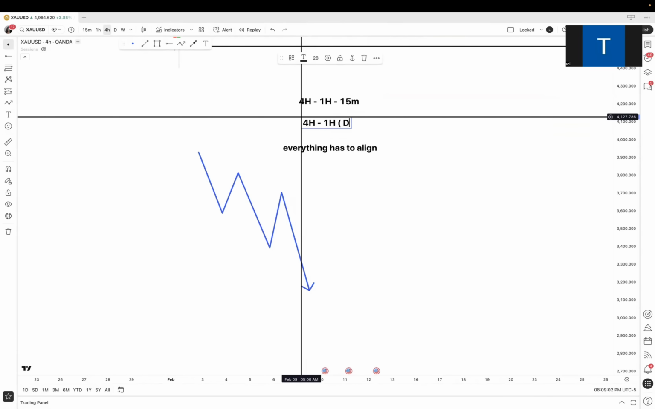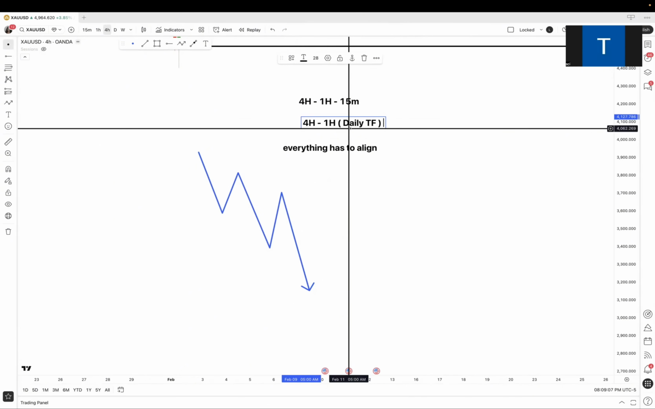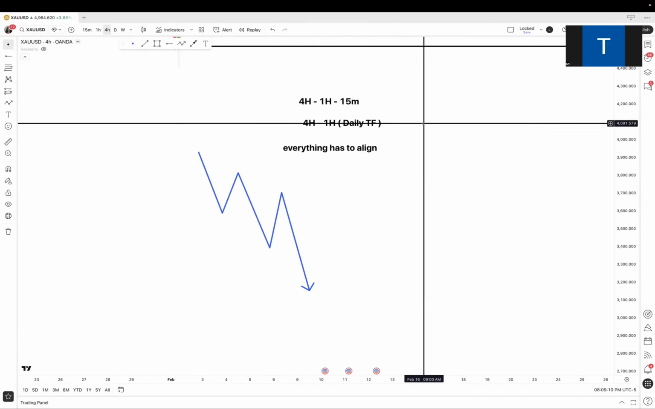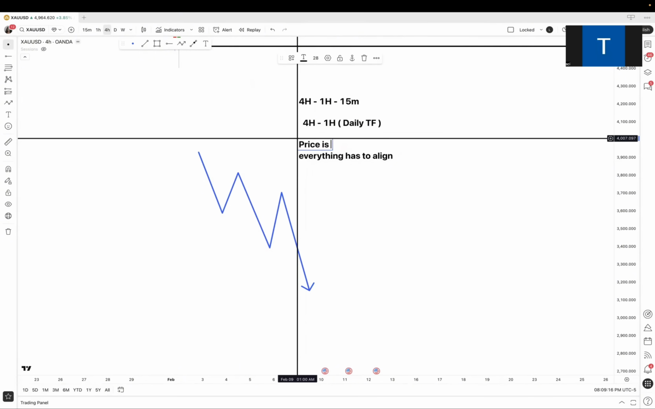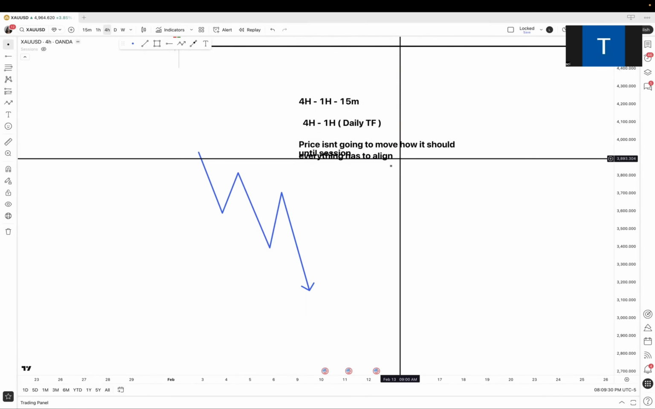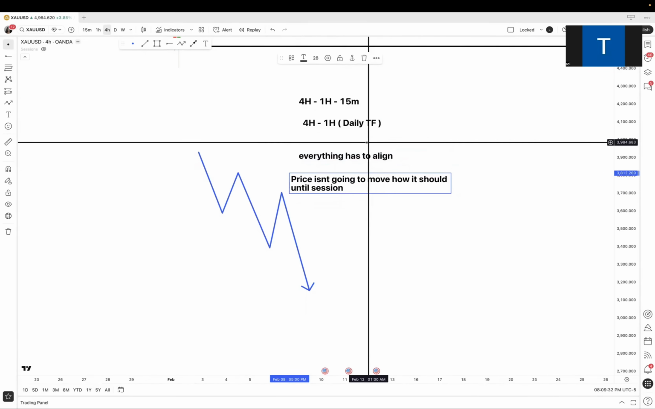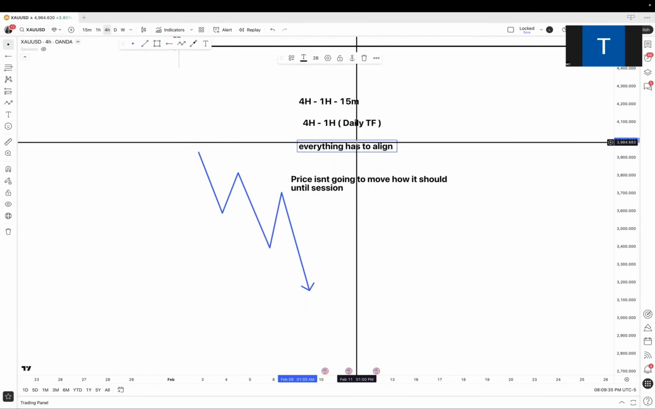And then you can mix it up with a little bit of daily TF, so the daily time frame, if you want. But that's really for swing traders. So 4 hour, 1 hour, and also the volume. Remember, price isn't going to move how it should until session, right? Price is not going to move how you want it to move until price is in a session. So the sooner it gets to a session, the more volume is put into the market, and the more price is going to start to move, right?